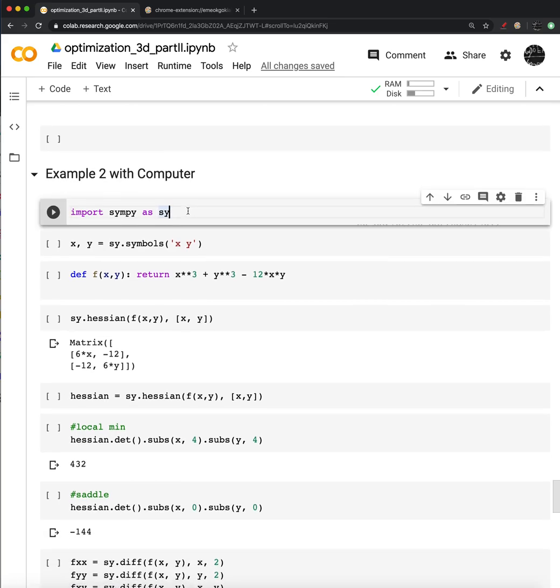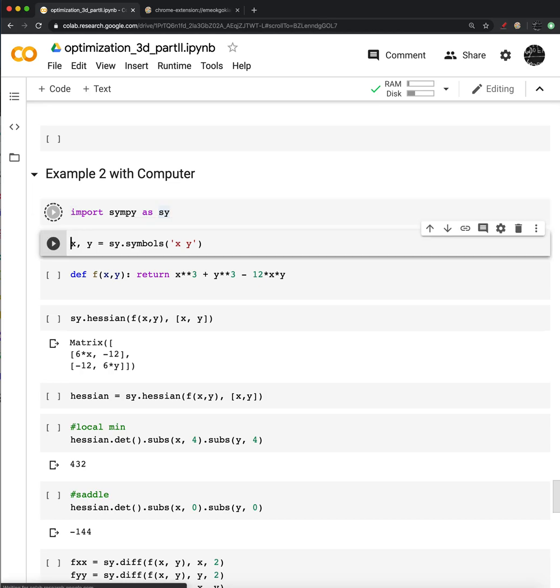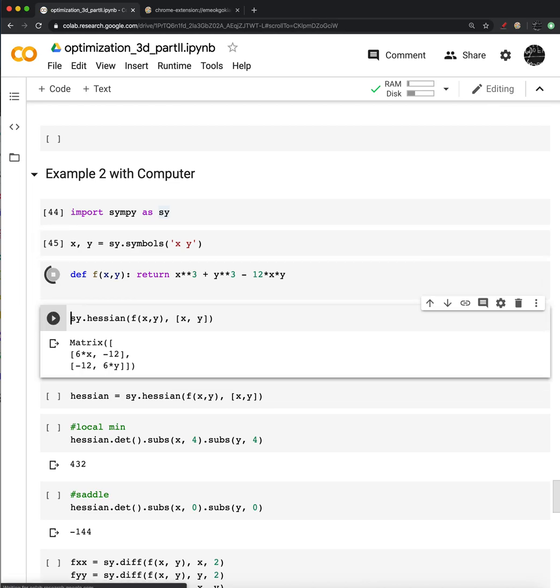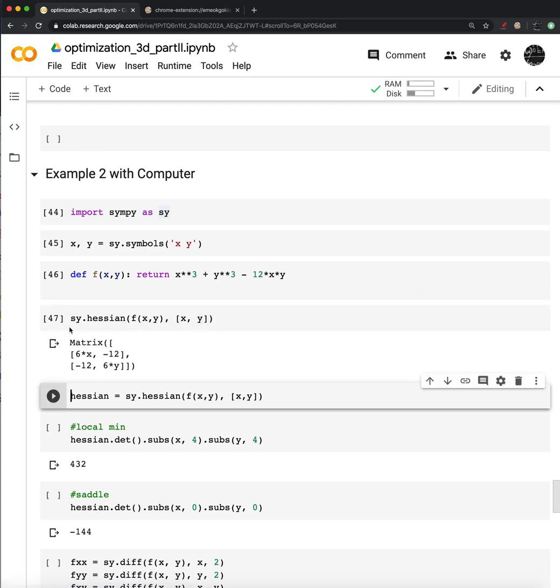I ended up using SymPy because with SymPy, it's easy to compute symbolic derivatives, Hessians, and determinants of functions. Now I need symbols, x and y. I need my function. And then I can evaluate the Hessian of this function, f of x, y, with respect to the variables x and y. And sure enough, when I do this, I end up with 6x and 6y. Those were our partials, and negative 12 and negative 12. Those were our other partials.